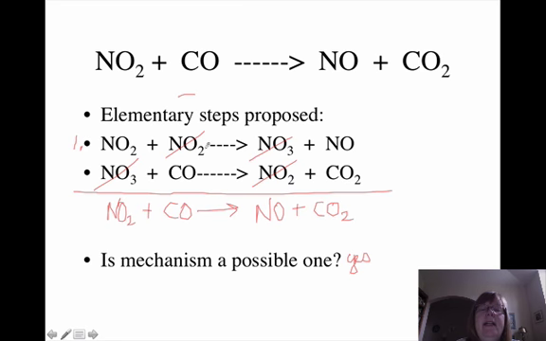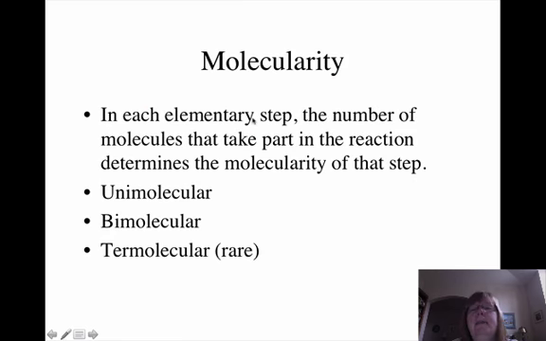Again, with these elementary steps, if there's something that's in the reactant side and it's on the product side in any of the elementary steps, you can cross it out. All right, now, let's go ahead and talk about something called molecularity. In each elementary step, the number of molecules that take part in the reaction determines what you call the molecularity. So if there's only one molecule, it's called unimolecular. 2, it's called bimolecular. And if there were 3, it would be termolecular.